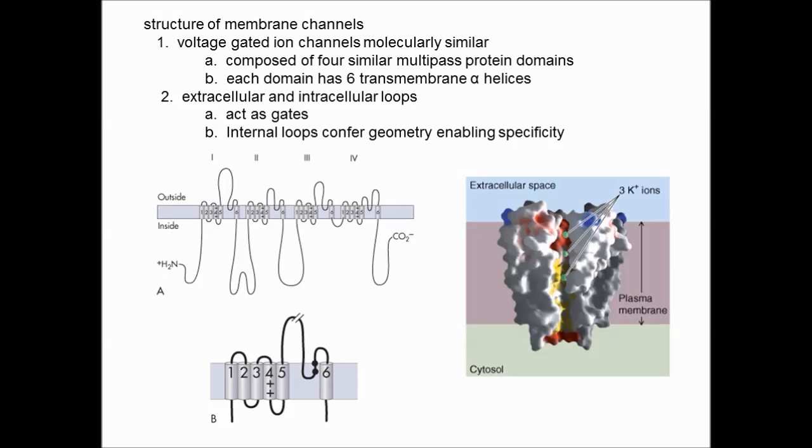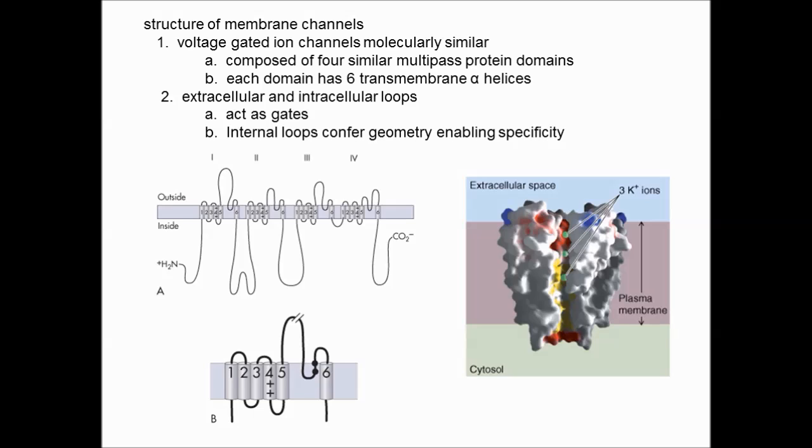So, as in the sodium case, at about minus 50 millivolts, the activation gate opens, and then when you get to plus 20 or plus 30, a second gate closes. So you've got two gates controlling access to the channel, one that opens it and one that closes it, and then they both have to reverse before it goes back to its native state.